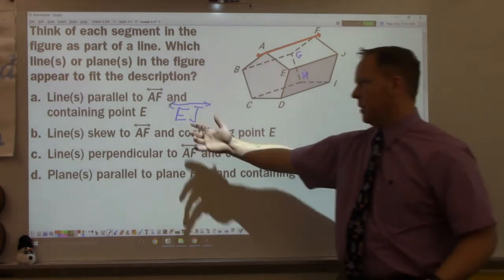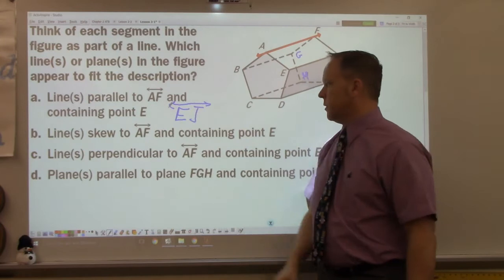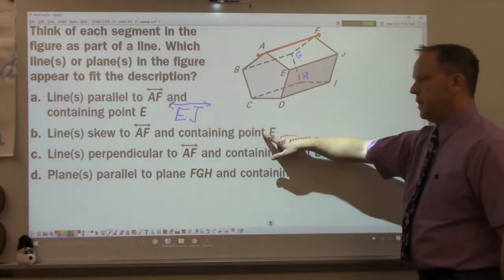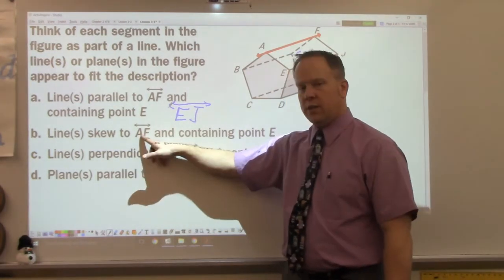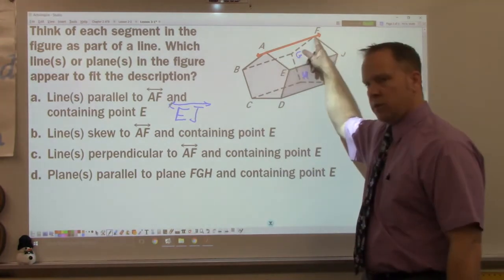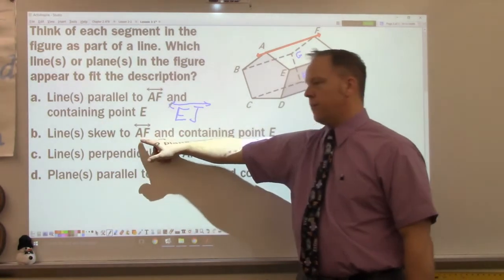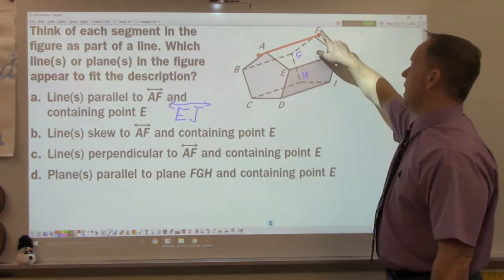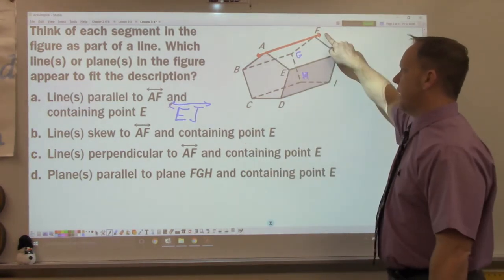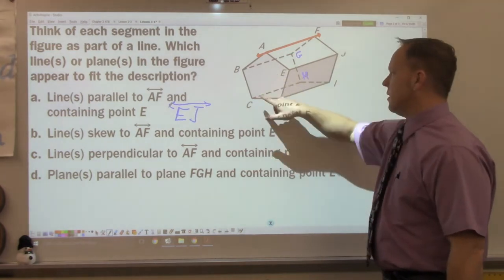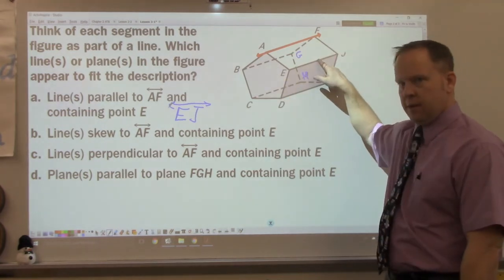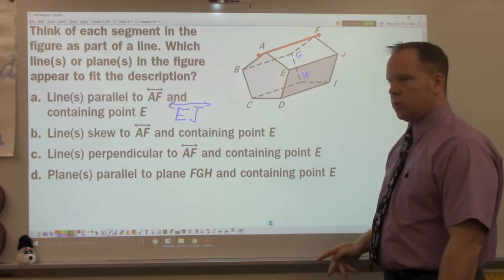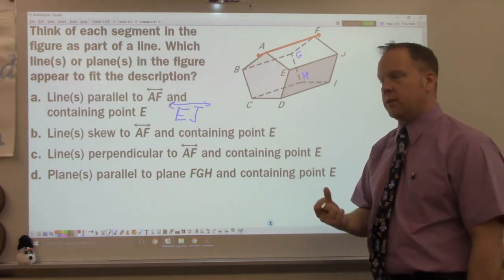Now again, since I'm naming a line, notice the correct symbolism used. Okay. B now wants skew, still to line AF. That's why I highlighted it in red, so I know which one we're talking about. Skew to AF, but still contains point E. Now there's lots of skew lines to AF. Again, AF is going from front to back. Now I named all these other segments that were parallel to it, so it's none of those. Those are parallel. Skew is non-coplanar, but still does not intersect.